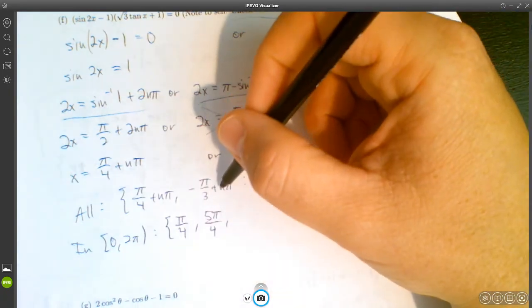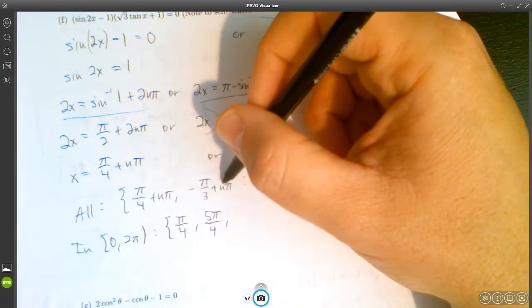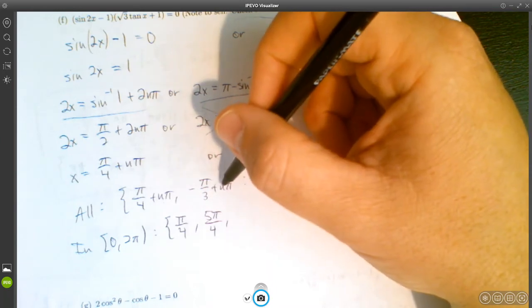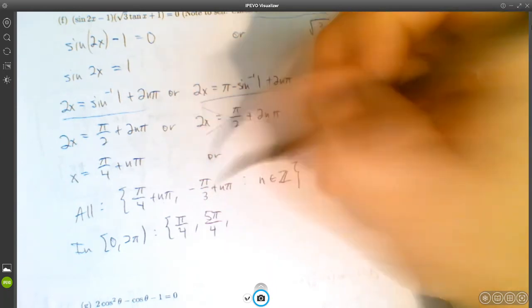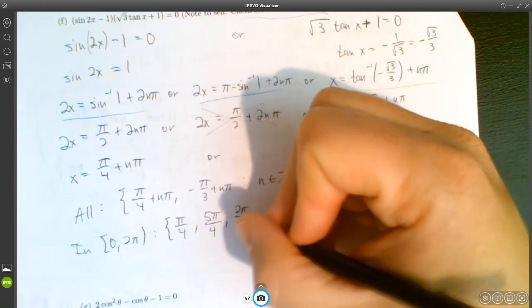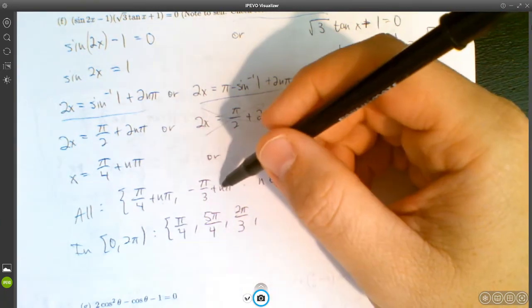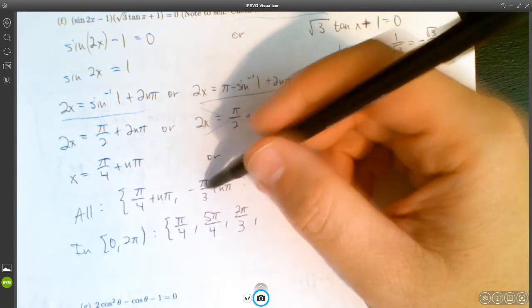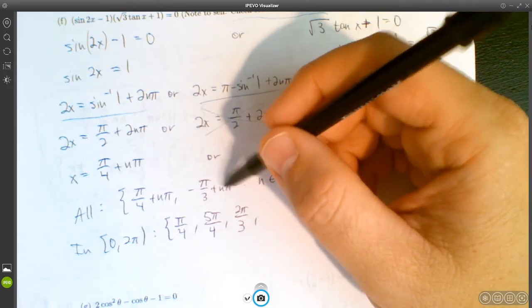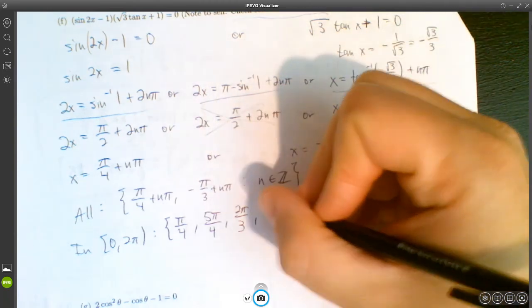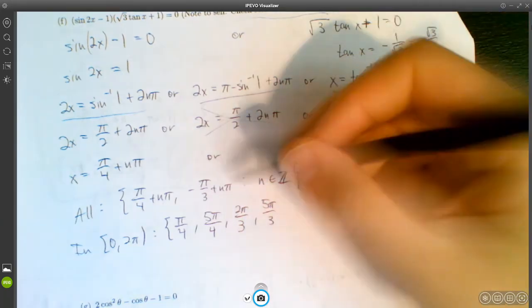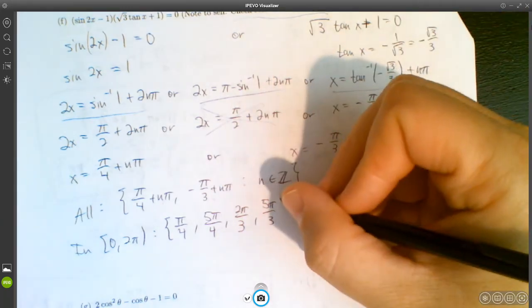If I plug in negative 1, that's going to be negative. If I plug in 0, it's going to be negative. If I plug in 1, I'm going to get pi minus pi over 3, which is 2 pi over 3. If I plug in 2, I have 2 pi minus pi over 3. 2 pi is 6 pi over 3, and 6 pi over 3 minus pi over 3 is 5 pi over 3. And then if I plug in 3, I think I will have gone too far.